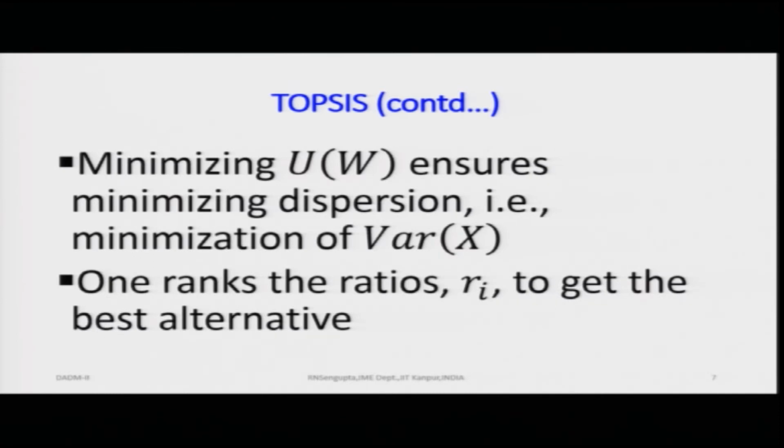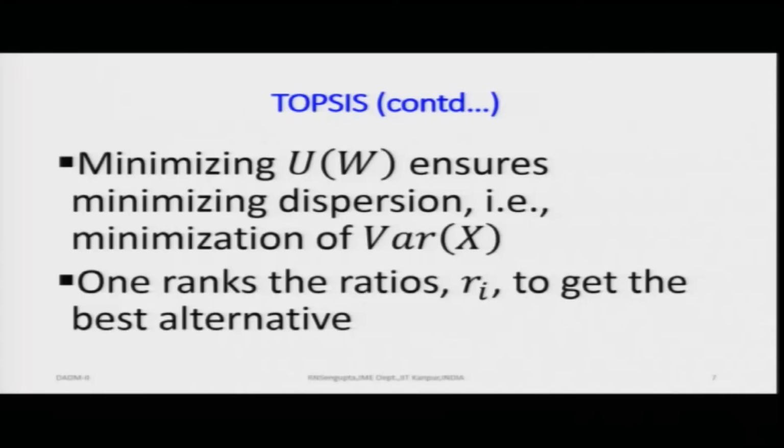Minimizing UW ensures minimizing dispersion. That means, when we try to minimize the dispersion, we are also able to minimize the variance of that utility based on which we are trying to do the ranking.